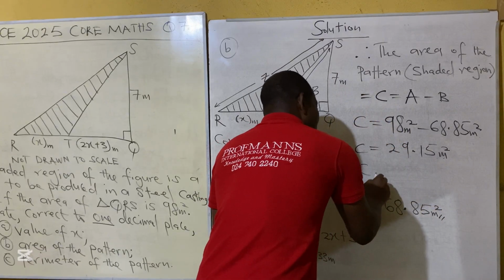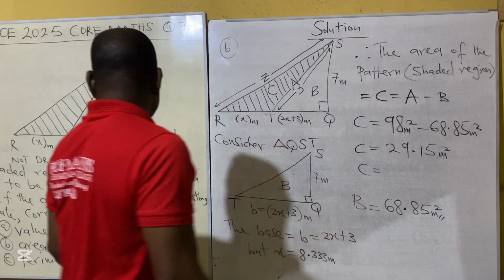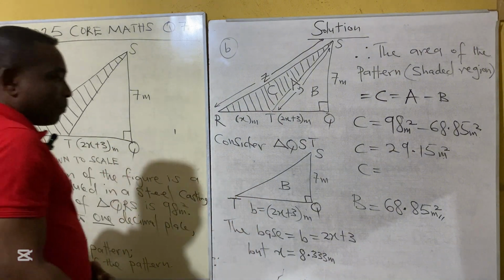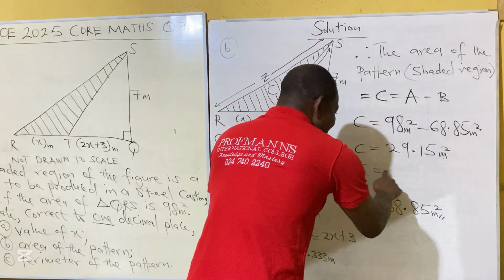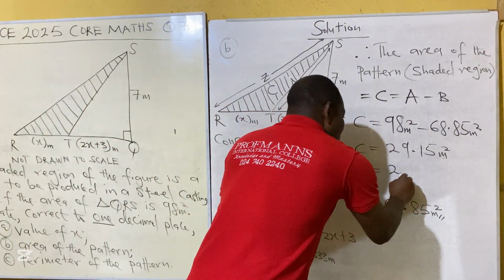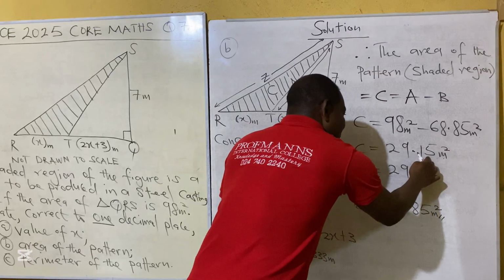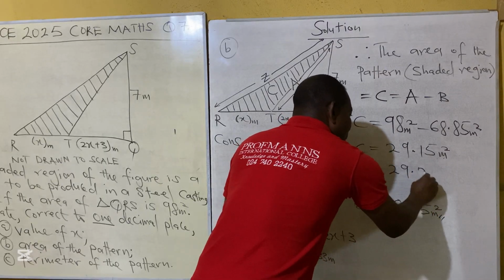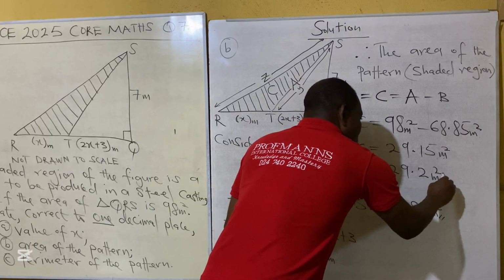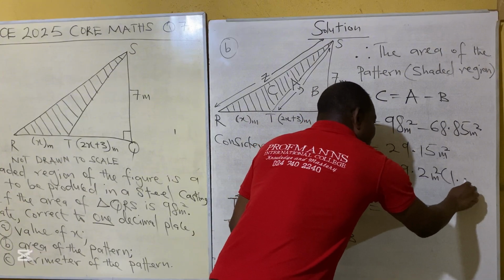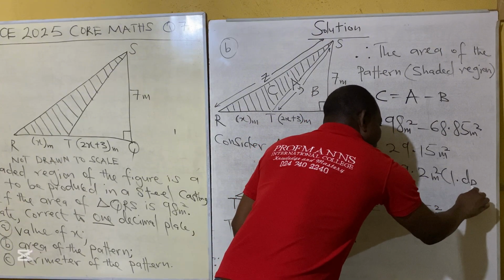But the question says we should approximate to 1 decimal place. So 29.15 approximated to 1 decimal place will be 29.2 meters squared, to 1 decimal place.